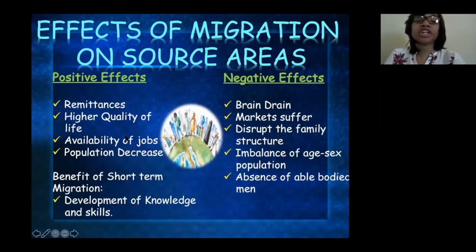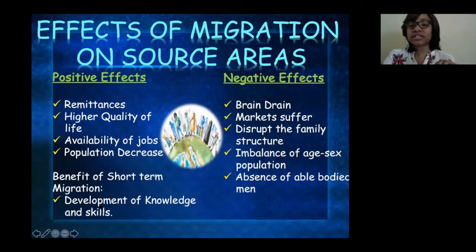So availability of jobs. Of course, if you have persons leaving, you're going to have a lot of job opportunities opening up. Maybe you're going to have too many job opportunities opening up because you don't have the skilled laborers to actually meet the needs of the society. Population is also going to decrease, of course, because persons are leaving. Okay, and last but not least, the development of knowledge and skills.